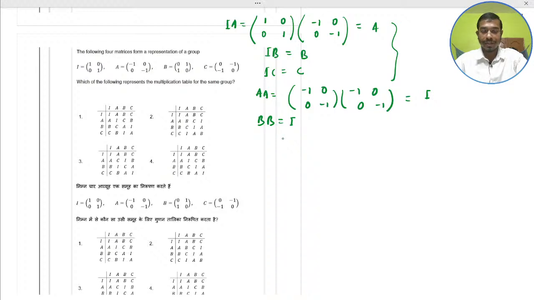So by the observation, option 4 would be correct, because this table represents the multiplication table of the same group. Same group means A into A equal to I.